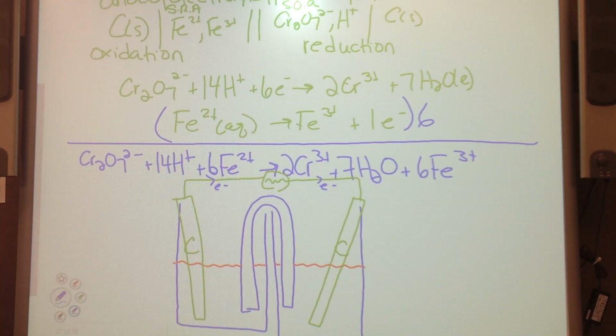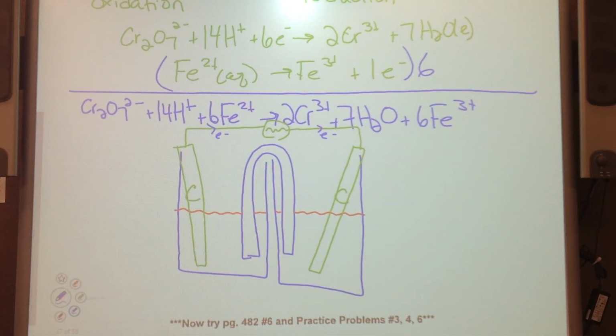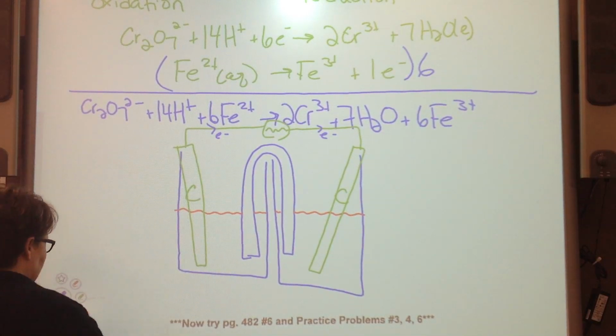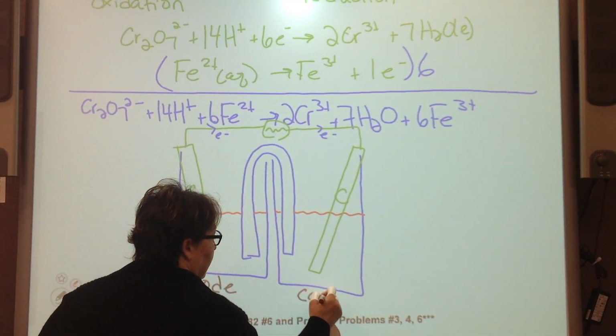We write it this way because cell notation puts anode on the left and cathode on the right, but that does not mean we have to draw it that way. So please, please, please pay attention to electron flow. That's the biggest tip I can give you. Don't get hung up that this is anode and this is always cathode. Okay, so electron flow is going this way. This is anode, having said all that, and this is cathode.